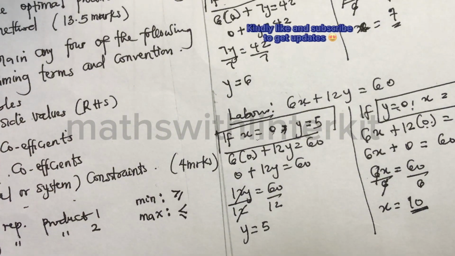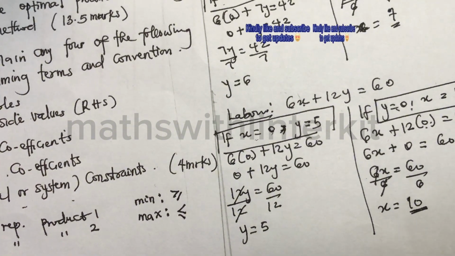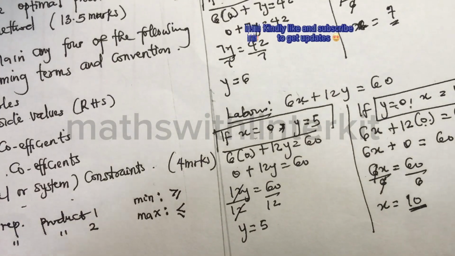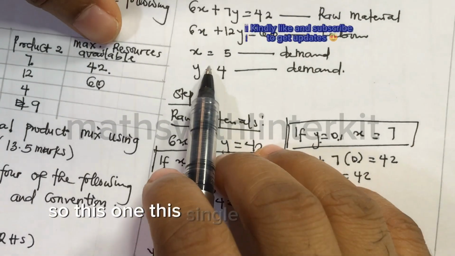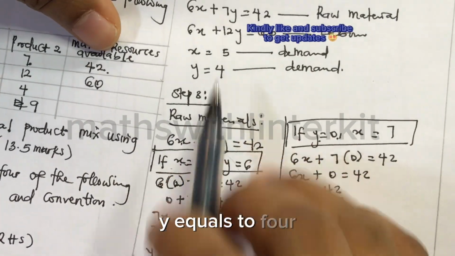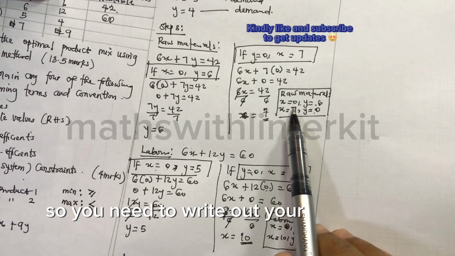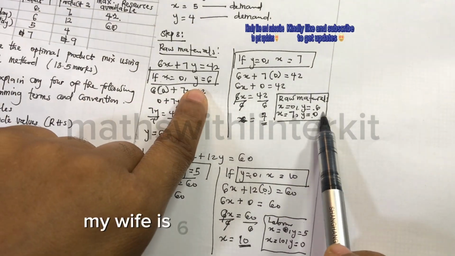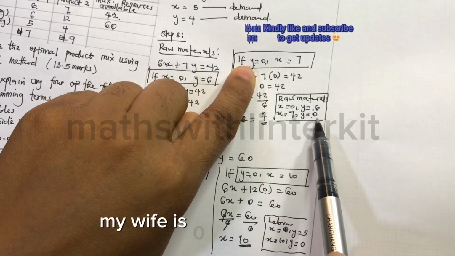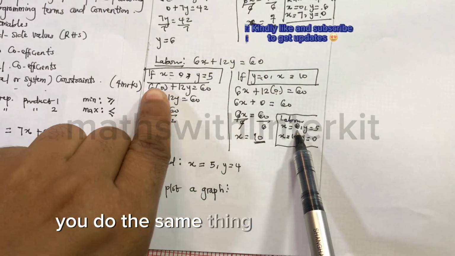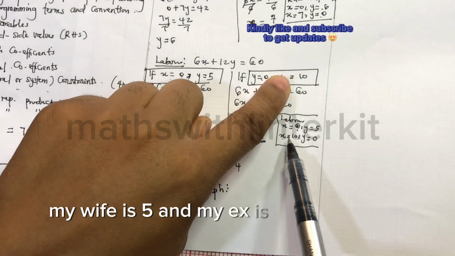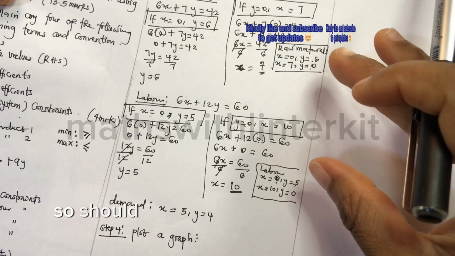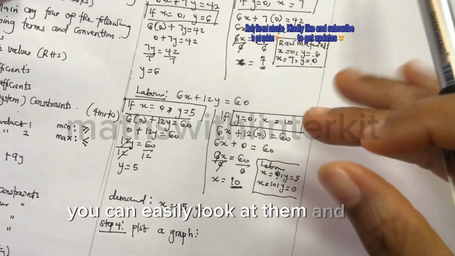Then for the other constraint, this single value, x equals 5, y equals 4. So you're going to write out your x and y in this way now. For the raw materials, when my x is 0, my y is 6. And when my x is 7, my y is 0. Then for the labor, you do the same thing. When my x is 0, my y is 5. And when my x is 10, my y is 0. So it's better you write them out this way so that they can be handy. So that when you're plotting your graph, you can easily look at them and know what to do.